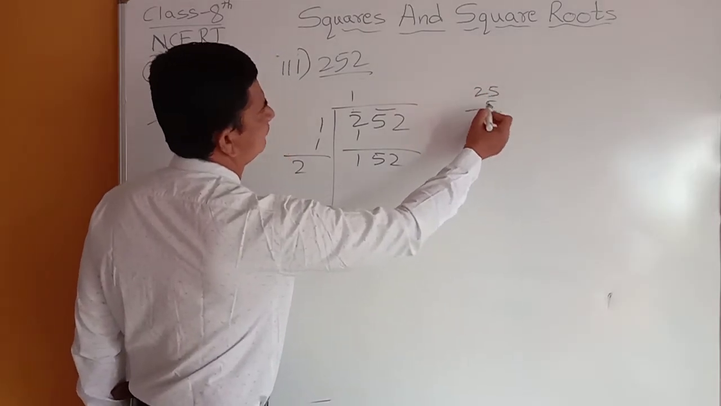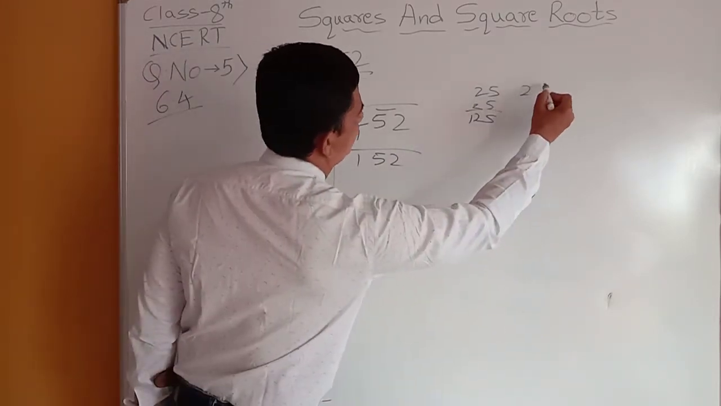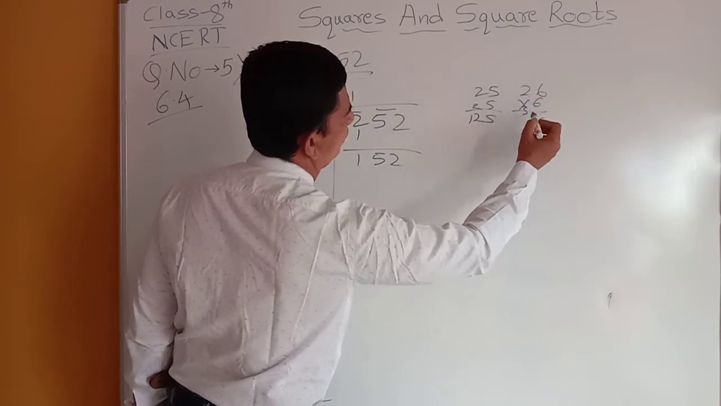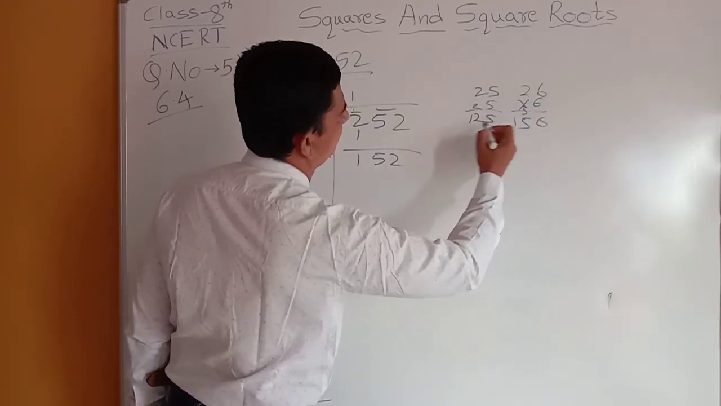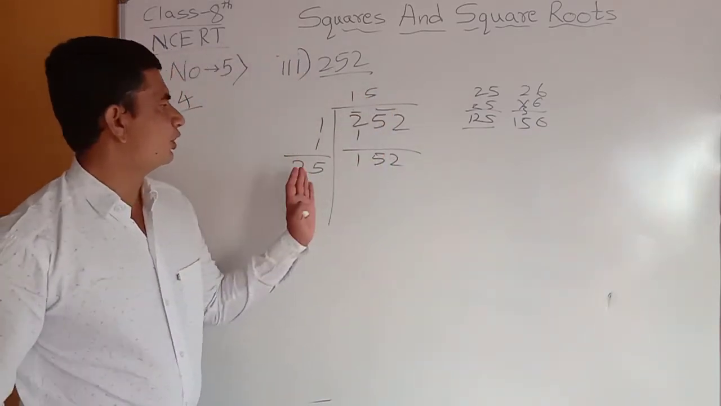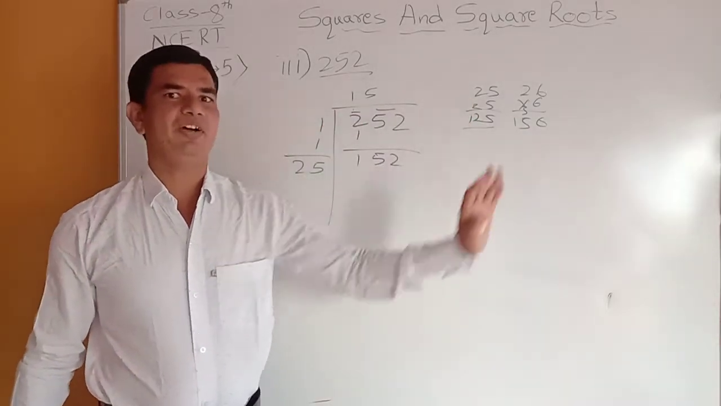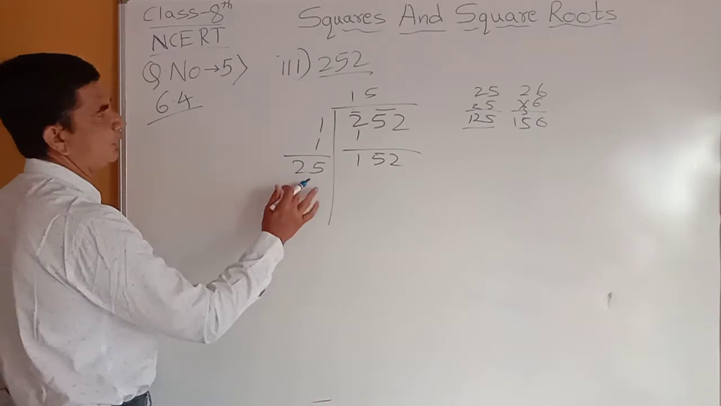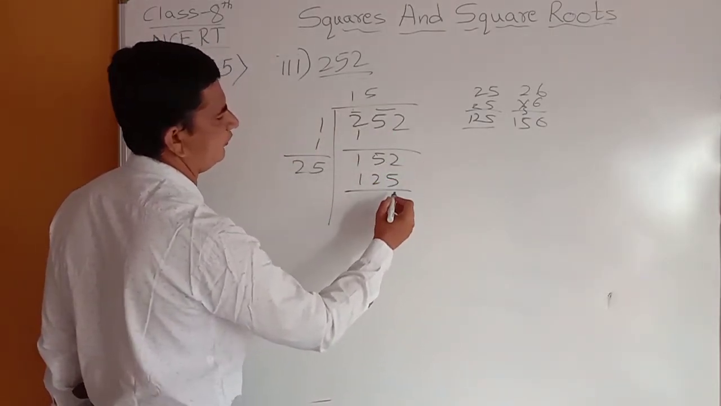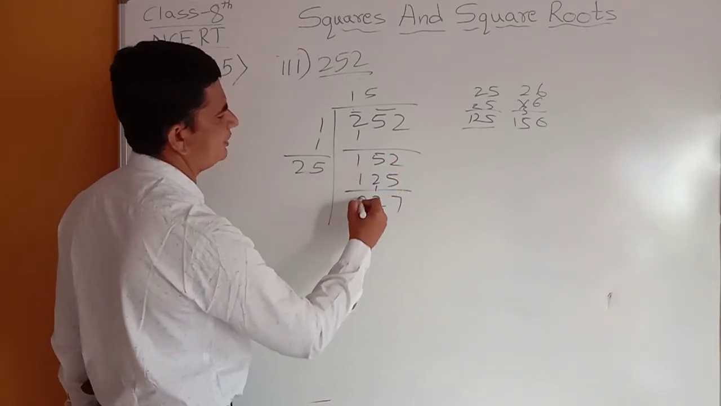5 5s are 25, 5 2s are 10, 12. So for 26 you try: 6 6s are 36, 6 2s are 12, 12 plus 3 is 15. So it is a big number, so take 25, 5s are. While deciding this number, we have to do multiplication in rough and check that. Okay students, now 25 5s are 125. Now 12 minus 5 becomes 7, carry 1, 5 minus 3, 2, 1 minus 1, 0.